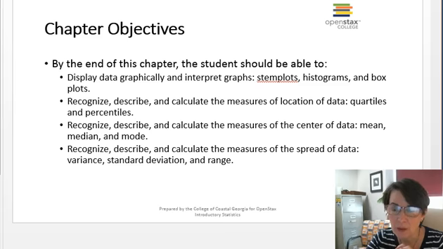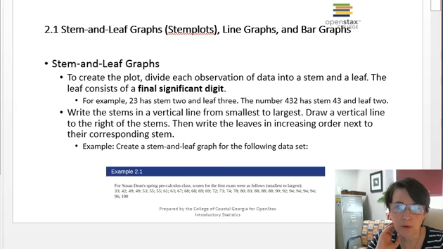Some things you'll be familiar with, like mean, median, and mode, and recognizing how to talk about the variance, the difference, the highest and lowest, the range, things like that. So that's what this chapter is about. In the reading, you will find a lot of things, and hopefully through this series of little videos, you'll be able to weed out the things that are important for you to know and things that are just nice to know. So stem and leaf graphs are first up, and you can read the information here.